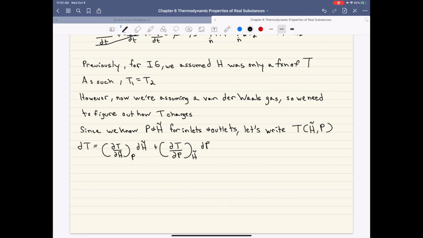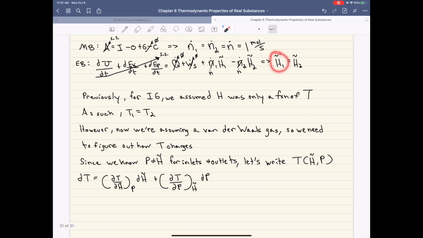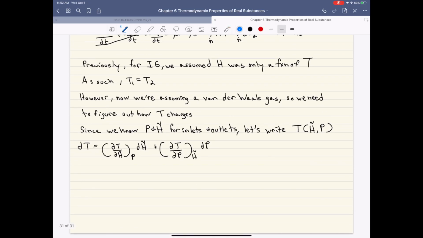Right? This is just the definition of a total derivative of a function. All right, so that's just the math. But now let's actually apply the context of our chemical process. What are the actual physics of the system? We saw from our energy balance that the enthalpy is the same at the inlet and the outlet. So we have an isenthalpic system. And so what that tells us is that the dH here is going to be equal to 0.